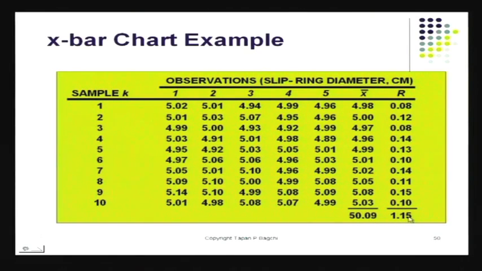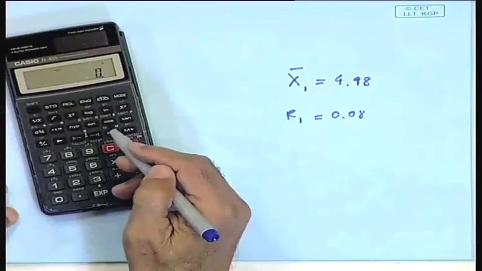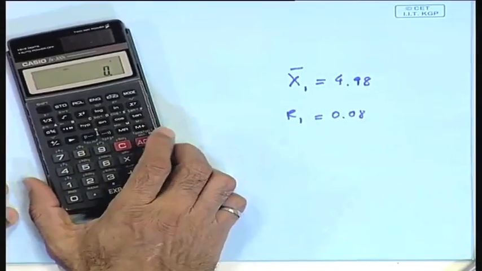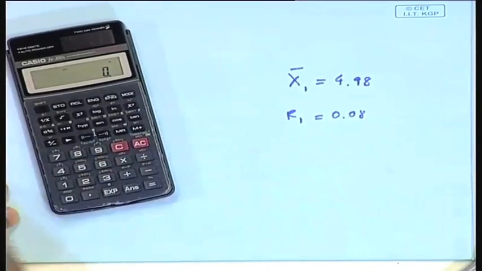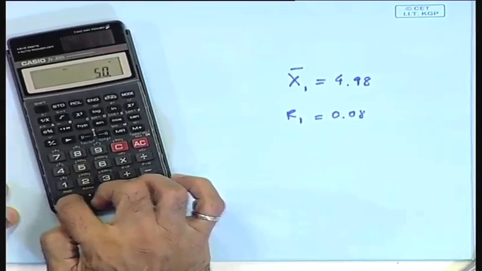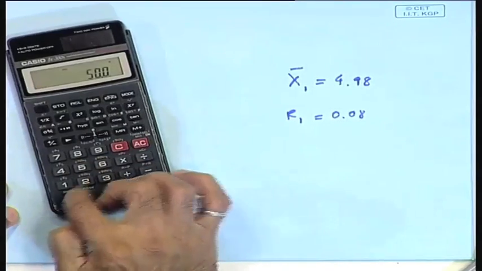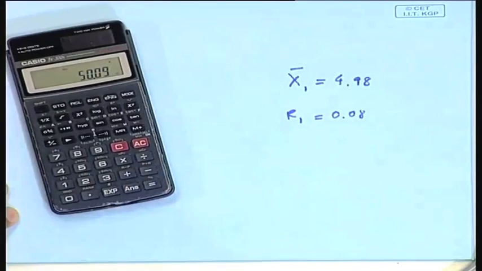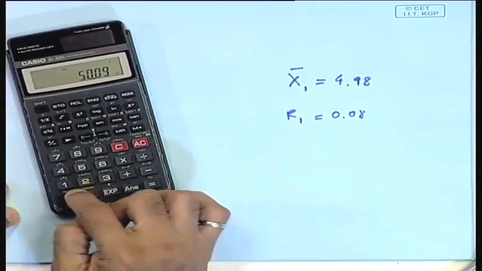So, let's now find X double bar, which is the grand average of all. I again come back to my calculator, and I use it in a very special way now. I do 50.09 and divide that. How many samples are there? 10 samples. Divide that by 10.